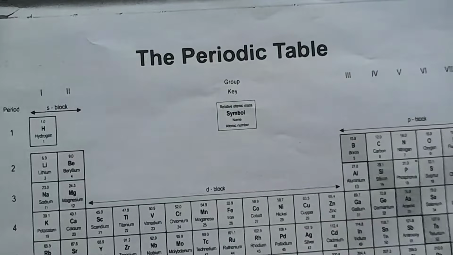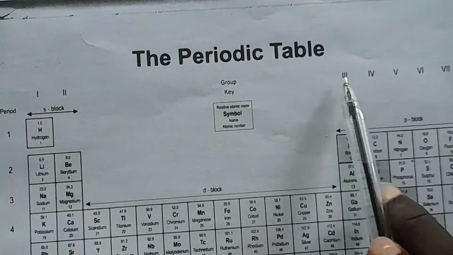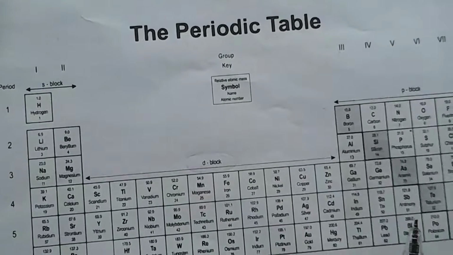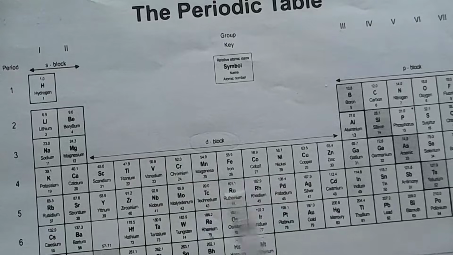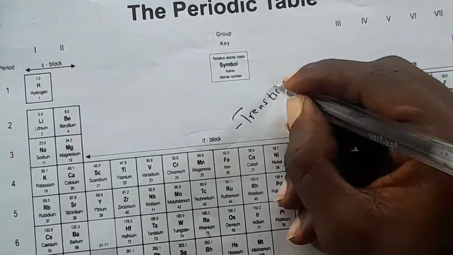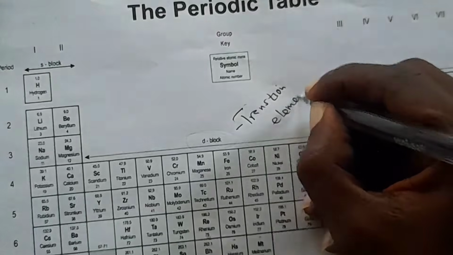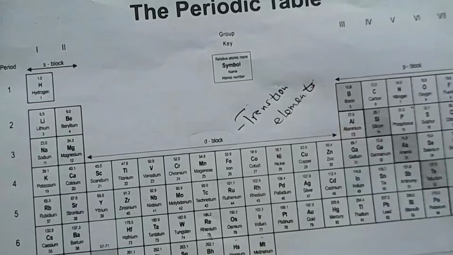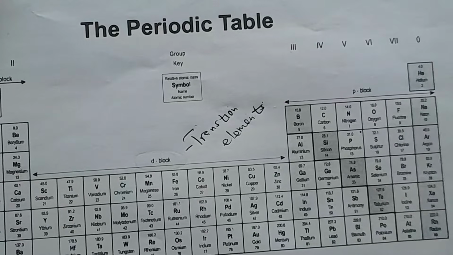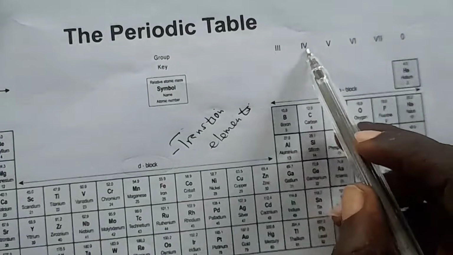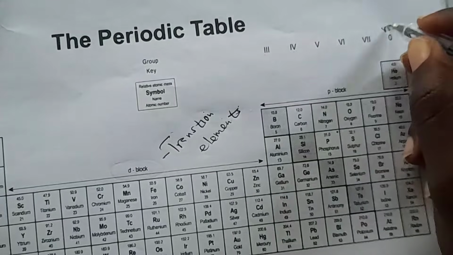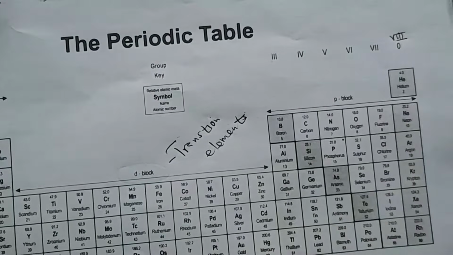In between group 2 and group 3 lies a group of elements which are in block D. These are the ones that we have said are known as transition metals or transition elements. They have some unique characteristics that make them not fit in the first 8 groups of the periodic table. So group 3, group 4, group 5, group 6, group 7, and group 8, which you can also say is group 0.